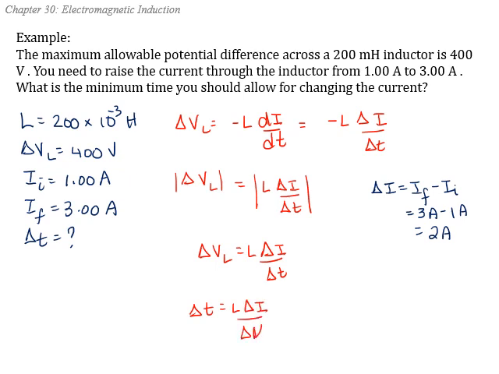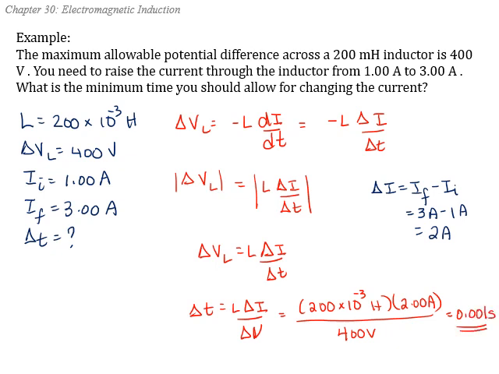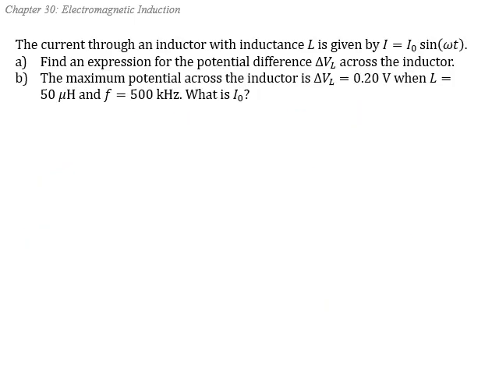Let's put in our numbers. So we've got 200 millihenries times our change in current, which is 2 amps, divided by our maximum potential that we're allowed to have, 400 volts. And what we get is 0.001 seconds. Okay, so that's kind of a long time in terms of current. Let's do one more example now.